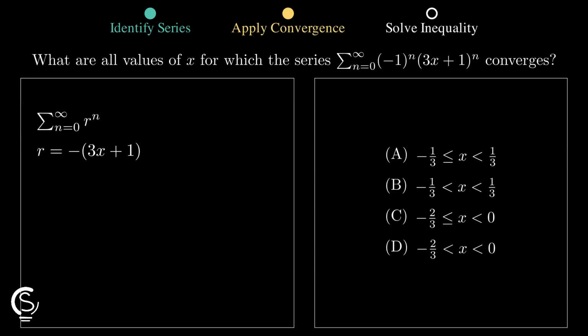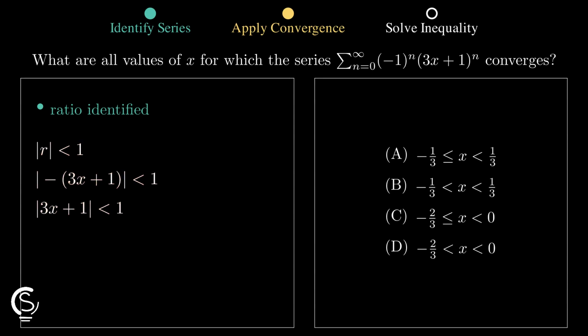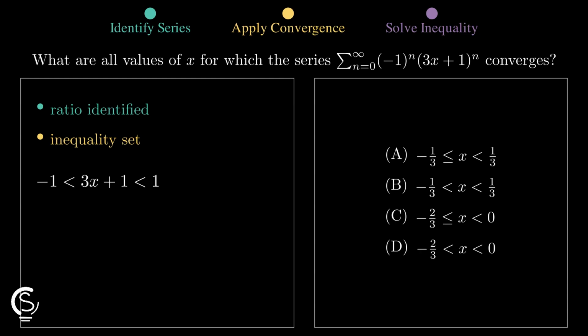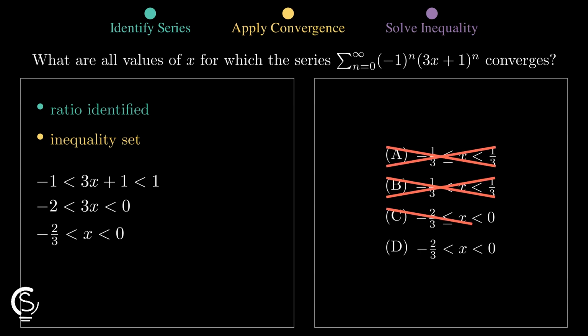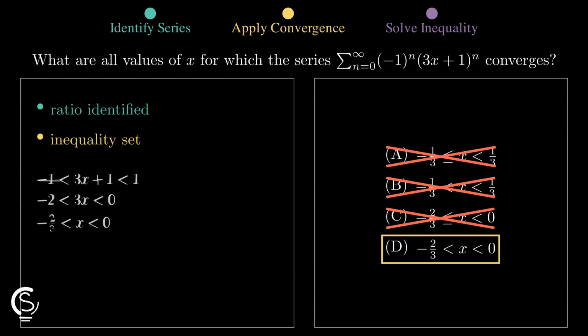A geometric series converges only when the absolute value of the ratio is less than 1. This gives us the inequality for the absolute value of negative 3x plus 1. Finally, expand the inequality to negative 1 less than 3x plus 1 less than 1. Subtract 1 and divide by 3 to find the final interval for x.